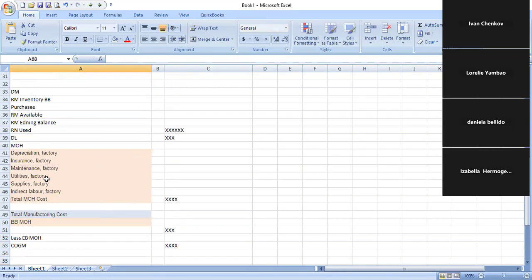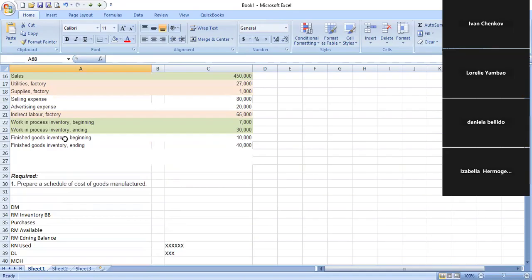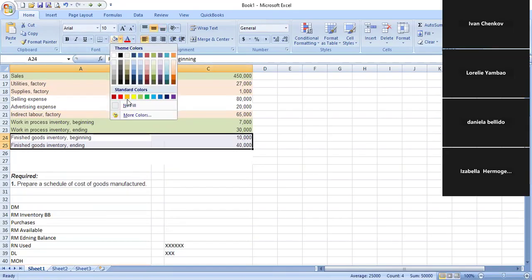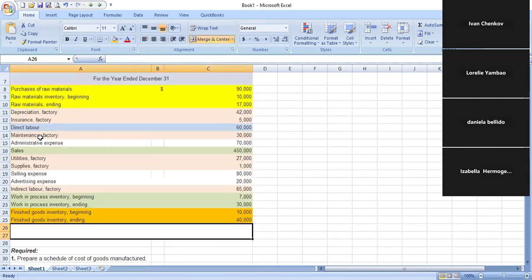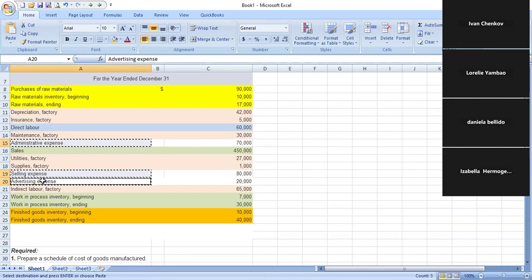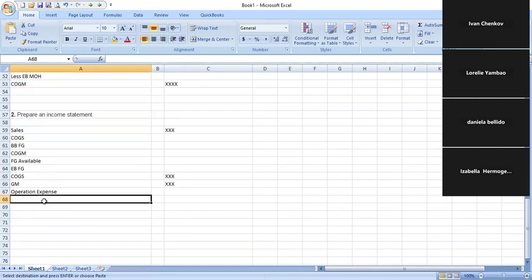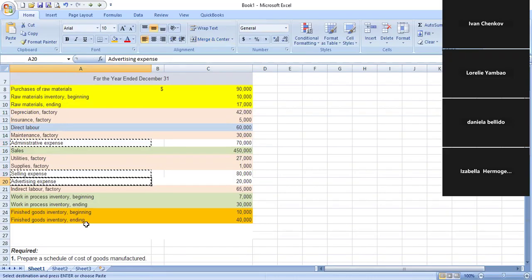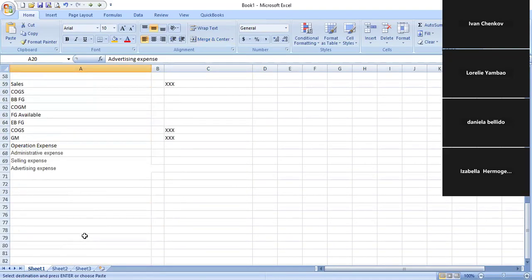Operating expense will be, so we used those two here, beginning and ending, those are already used. The last things that are left are administrative, selling and advertising. We're going to copy those. I'm going to push that right here, and that should do our job. Operating expense, we have the total operating expense.